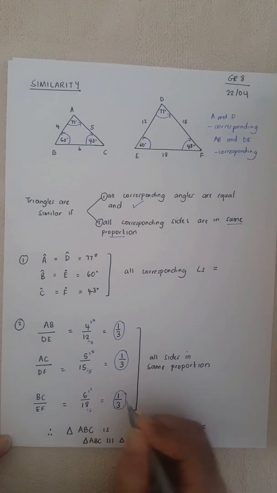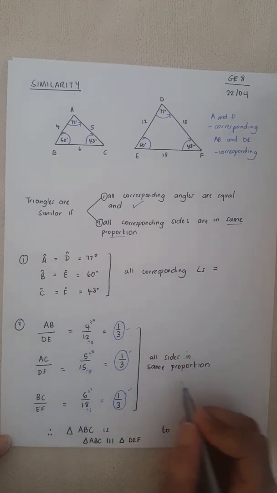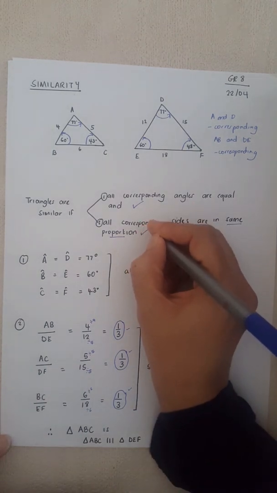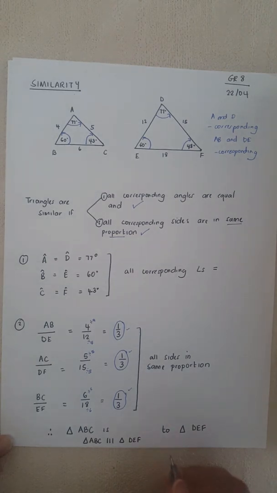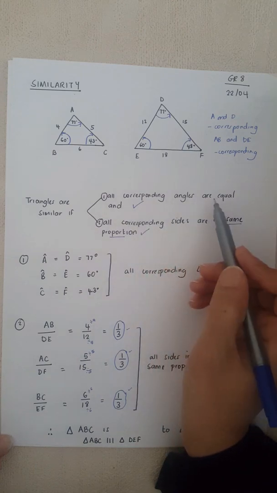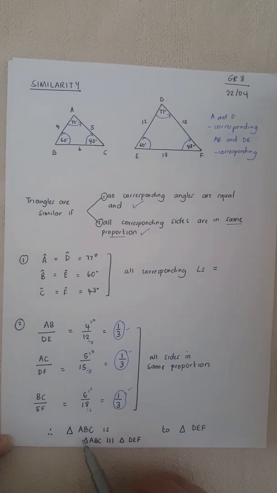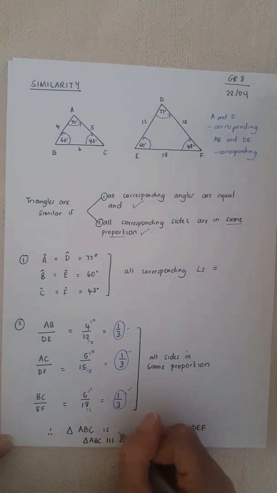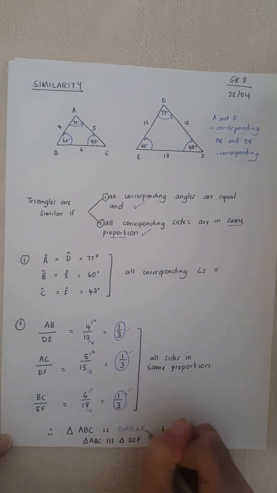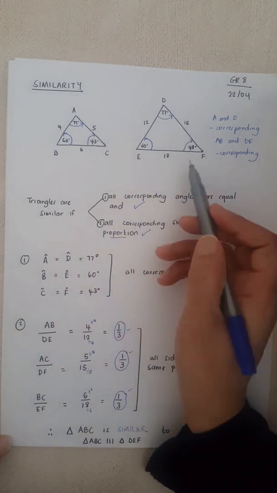So can you see 1/3, 1/3, 1/3? All the sides are in the same proportion. So what have we done? All the corresponding sides are in the same proportion. So what can we say about these two triangles here? We've proved the two requirements, that the angles are all equal and that the sides are all in the same proportion. Then we can say triangle ABC is similar to triangle DEF. Okay, we have proved that they are similar.